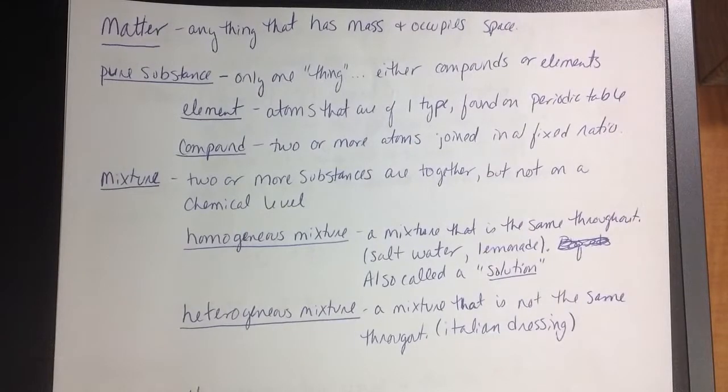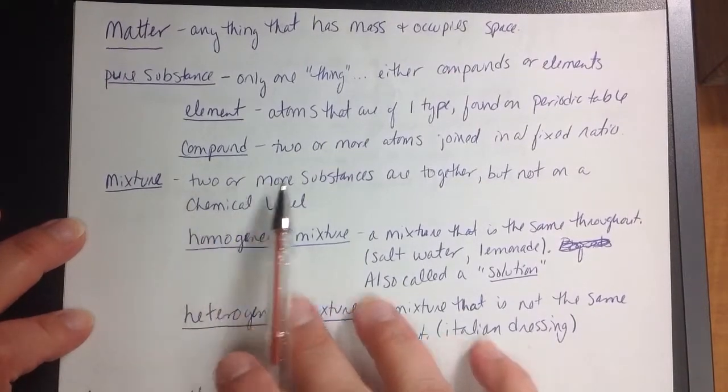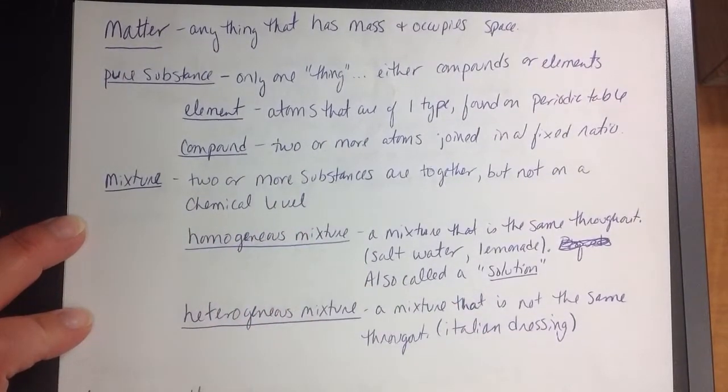There are things that are pure substances, things that have just one thing in them. That can be an element or a compound. And then we have things that are known as mixtures. Mixtures are two or more substances that are put together. Like if you put sugar in your lemonade, then that would be a mixture.